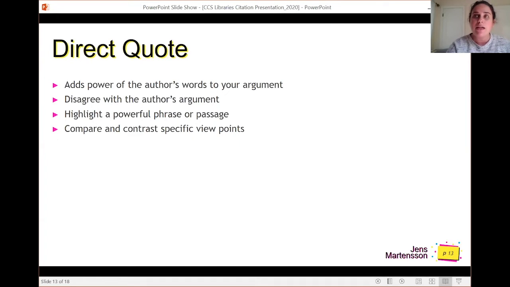So this means that I'm taking text that was in a paper I read, and I'm plugging it into my paper, obviously using quotation marks. But there's a few reasons we would use a direct quote, which include that the author's words are so powerful that I can't replicate it in a different way. The most power is in their own language, and that adds to your argument. You might want to include a direct quote if you disagree with the author's argument, or to highlight a powerful passage or phrase, which we talked about.